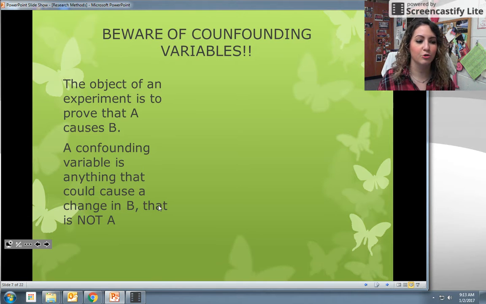So let's say that you're trying to prove that smoking causes cancer, and experiments have already done that. But a confounding variable is anything that might cause cancer that's not necessarily smoking, and that could be lifestyle. That could be maybe it runs in their family, so they have genetic characteristics that would lead them to have more cancer or something to that effect.